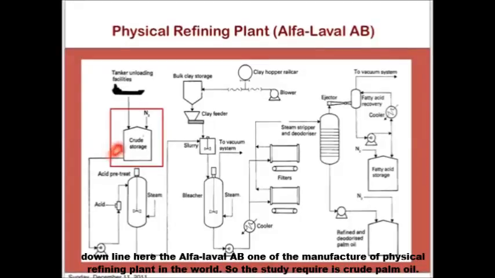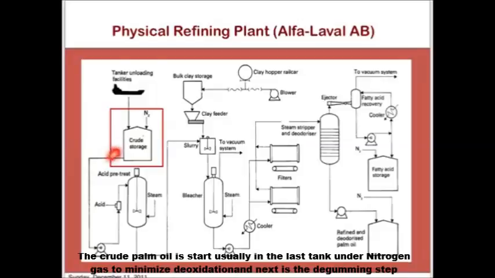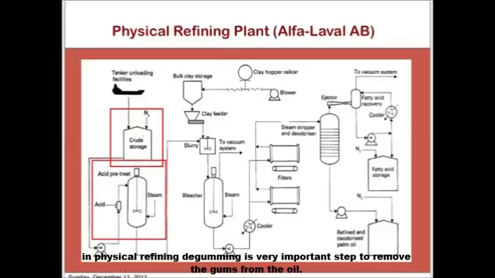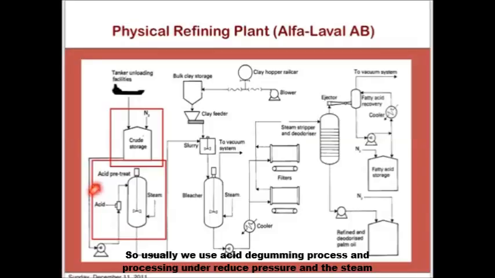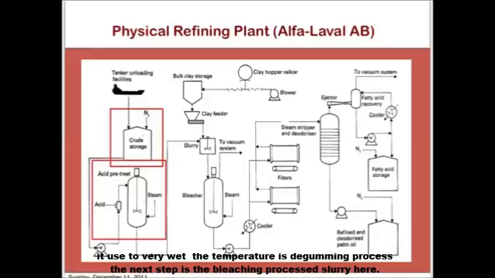So the starting point here is the crude palm oil. The crude palm oil is usually stored in a large tank under nitrogen gas to minimize the oxidation. And next is the degumming step. In physical refining, degumming is a very important step to remove the gums from the oil. So usually we use an acid degumming process, and the process is done under reduced pressure, and the steam is used here to elevate the temperature to aid the degumming process.